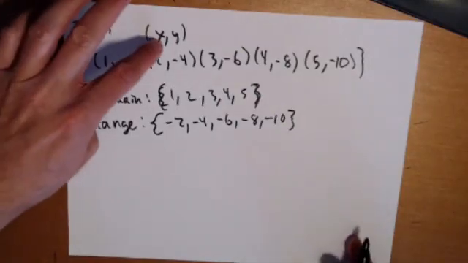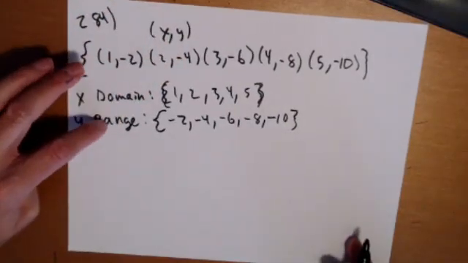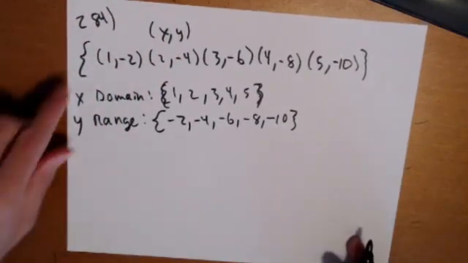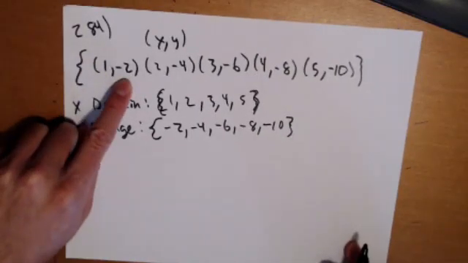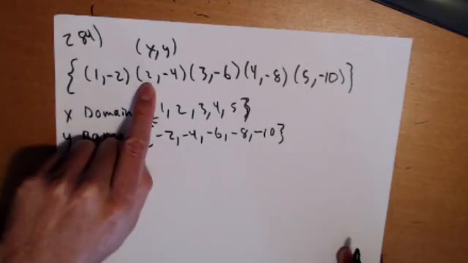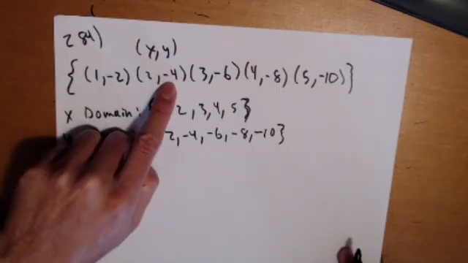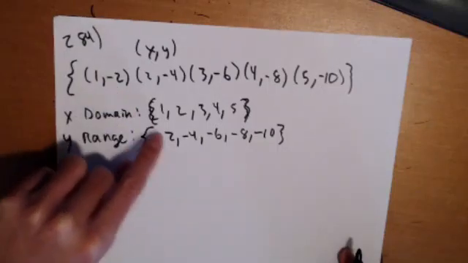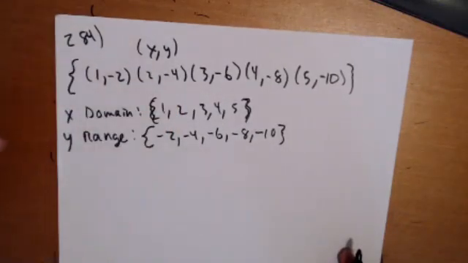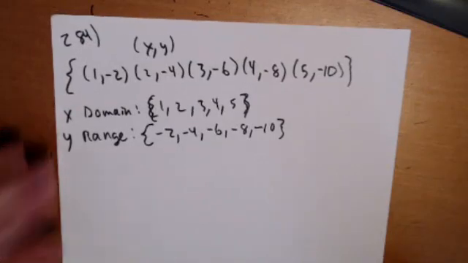So think of the x's and the y's as the domain and range as the input and output. So here's the idea. If you tell the computer 1, the computer says -2. If you tell the computer 2, it replies back with -4. So it's like the input, 1, computer says -2. You say 2, it says -4. Okay. So that's a big idea. So that's the domain and the range, the input and the output.